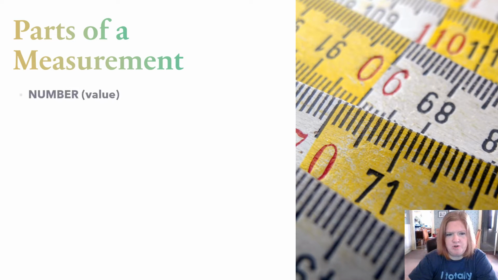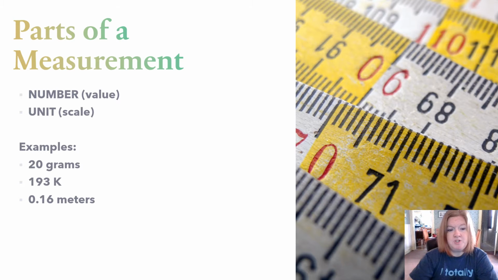So parts of a measurement. We have the number, the value, the 7, the 8.35, and then we have the unit, the scale that we measured in. That 7 was what? Was it 7 pancakes? I don't think so. It might have been 7 centimeters. Okay, it was 8.35 what? Was that grams? Was that kilograms? Was that degrees? What was it? So examples that include the number and the unit: 20 grams, 193 Kelvin, 0.16 meters.